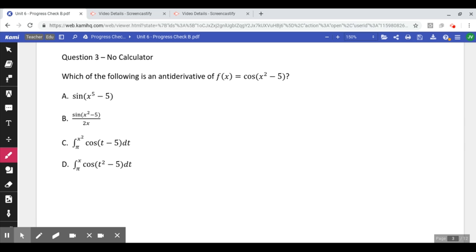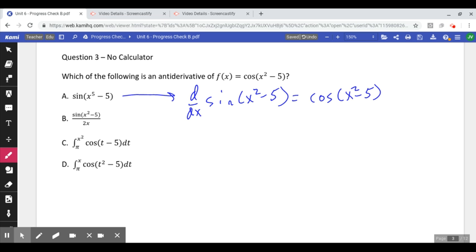So if we take the derivative of each choice, A, B, C, or D, we should wind up with f of x. So let's work with the first one here. We'll take the derivative with respect to x of the sine of x squared minus 5. We have a different function inside the sine, so we need to use the chain rule. That'll be the cosine of x squared minus 5, keep the inner function the same, then times the derivative of the inner function. You can see that in our expression for f of x, there is no 2x, so this guy can't be it.